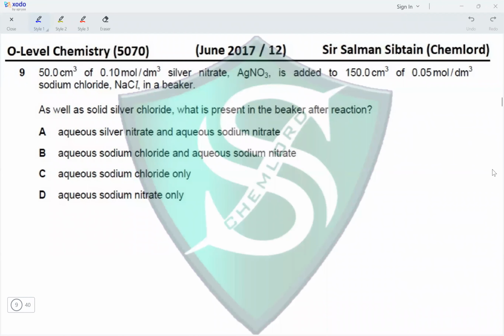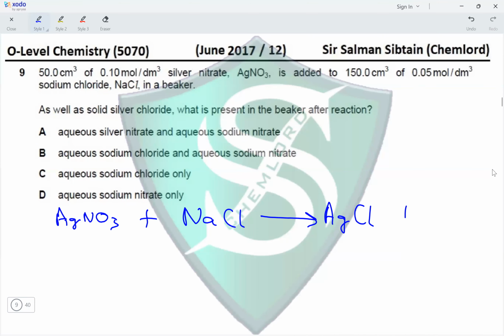Question 9. 50 cm cube of 0.1 mole per dm cube silver nitrate is added to 150 cm cube of 0.05 mole per dm cube sodium chloride in a beaker, as well as solid silver chloride. What is present in the beaker after the reaction? Okay, so AgNO3 reacts with NaCl, producing AgCl and NaNO3.